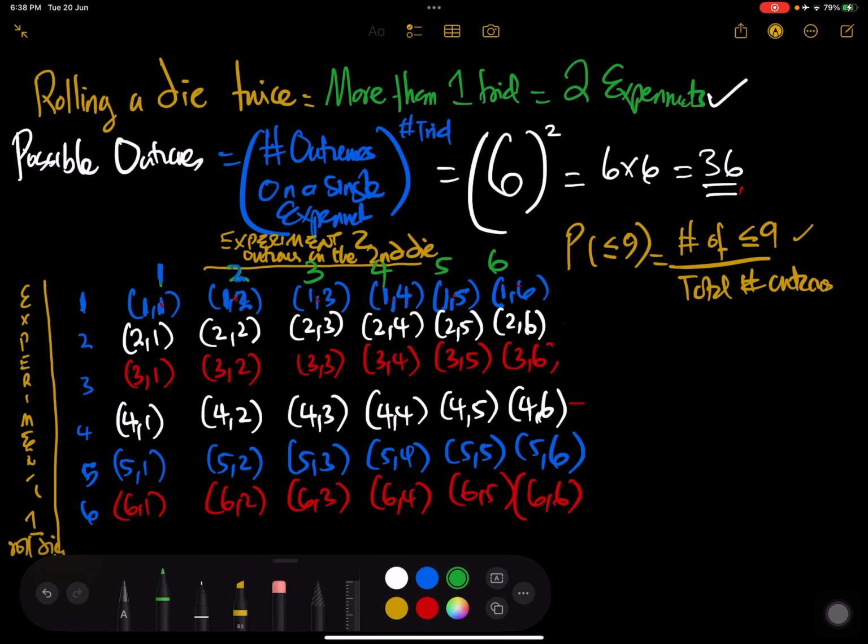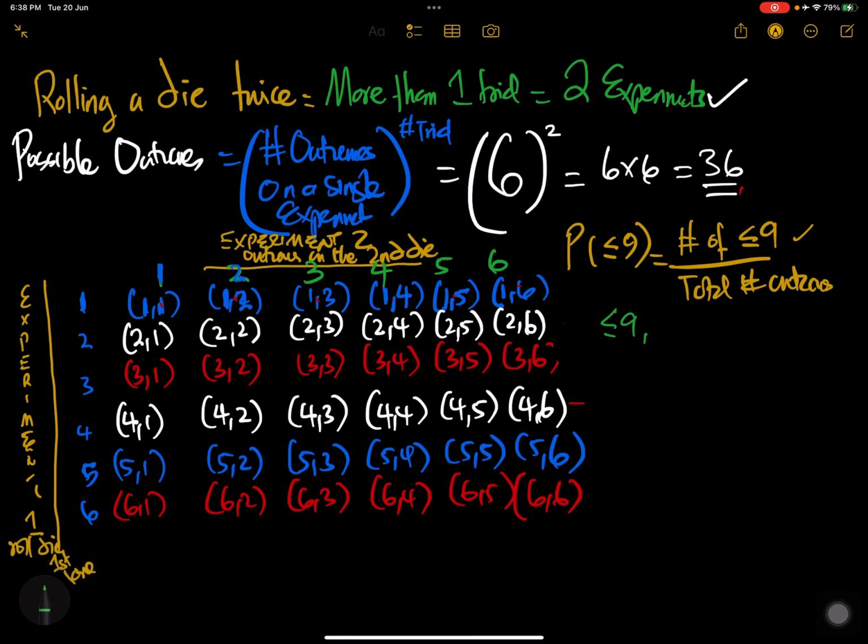If you look at anything that is less than or equal to 9, when we sum it up, we should either get 6, 7, 8, or 9. Or maybe 2. Let's start from 2, because we can have the first die being 1 and the other being 1. So it could be 2.